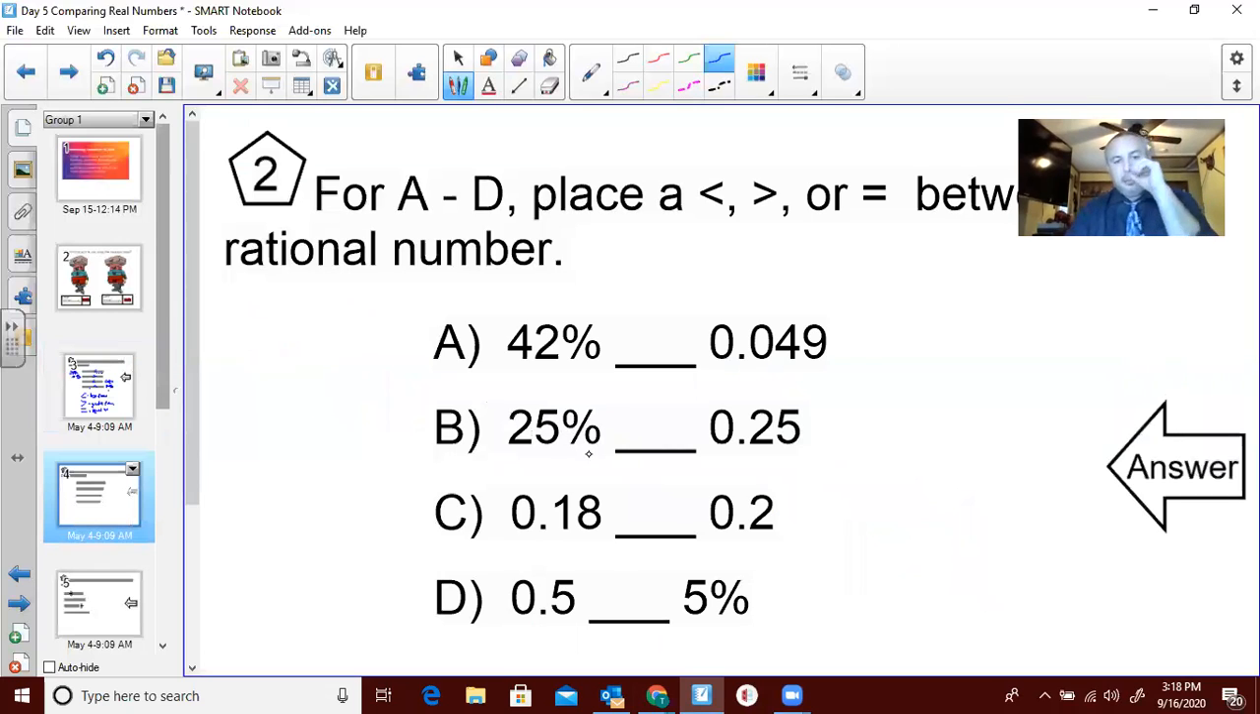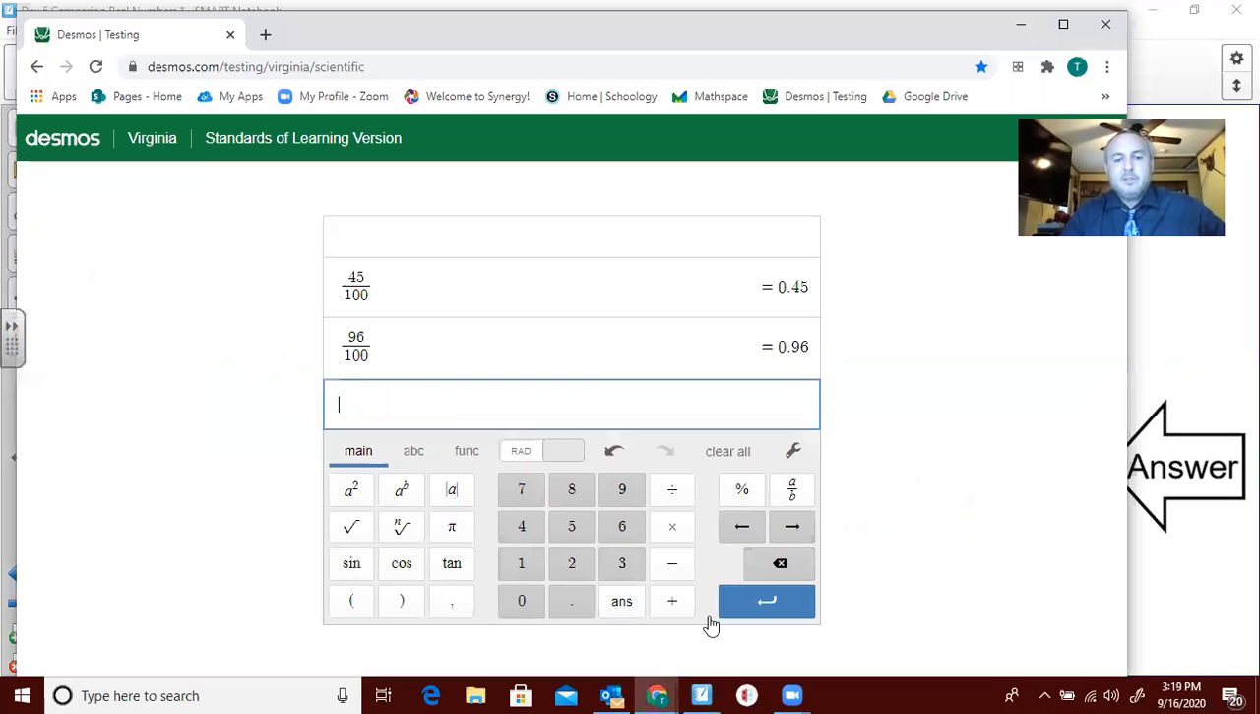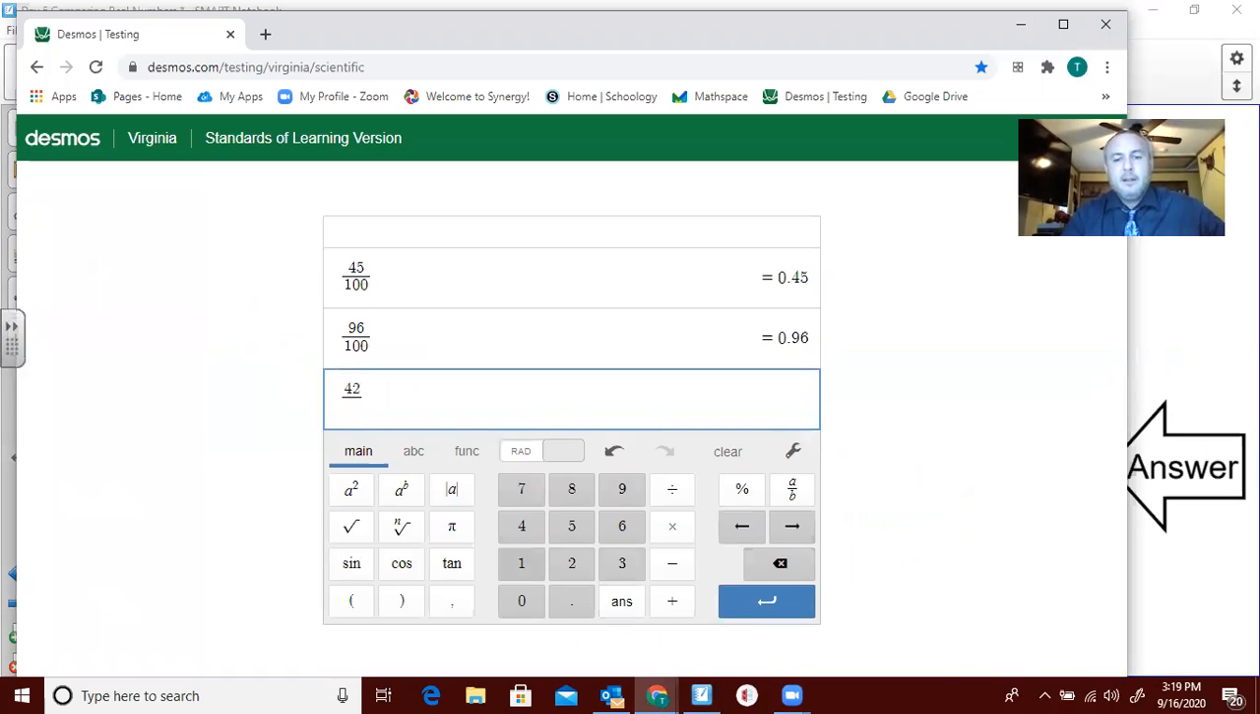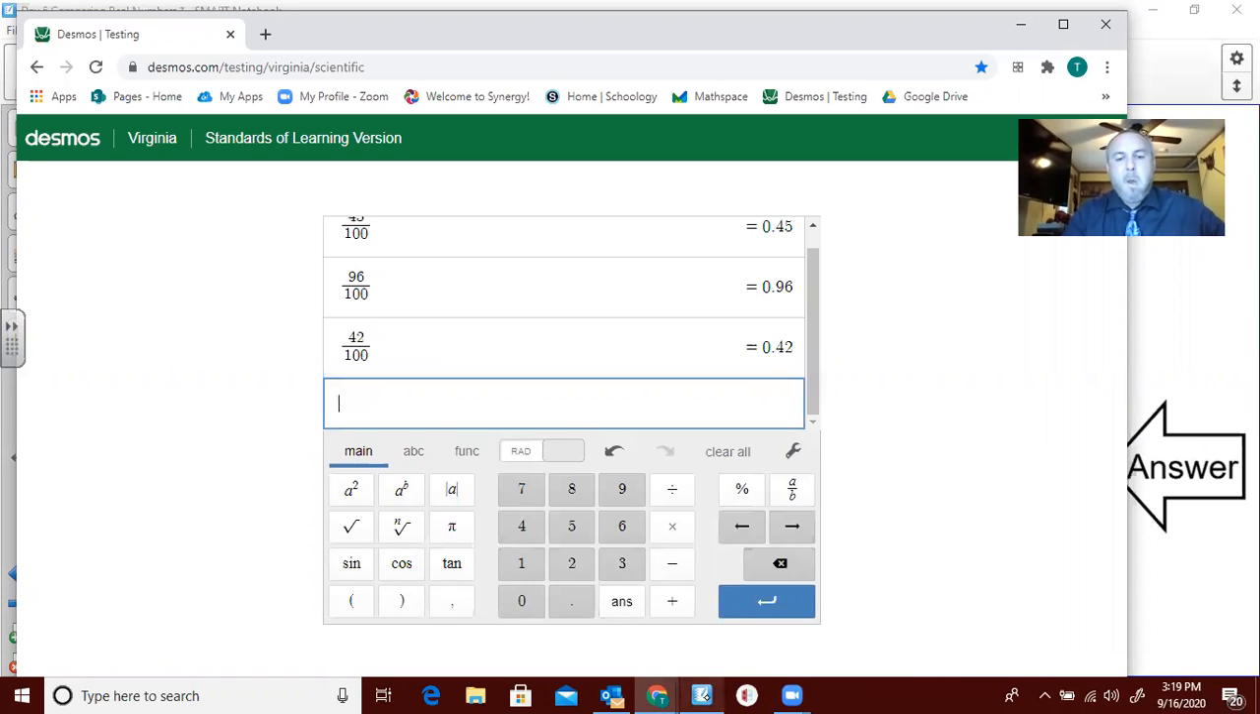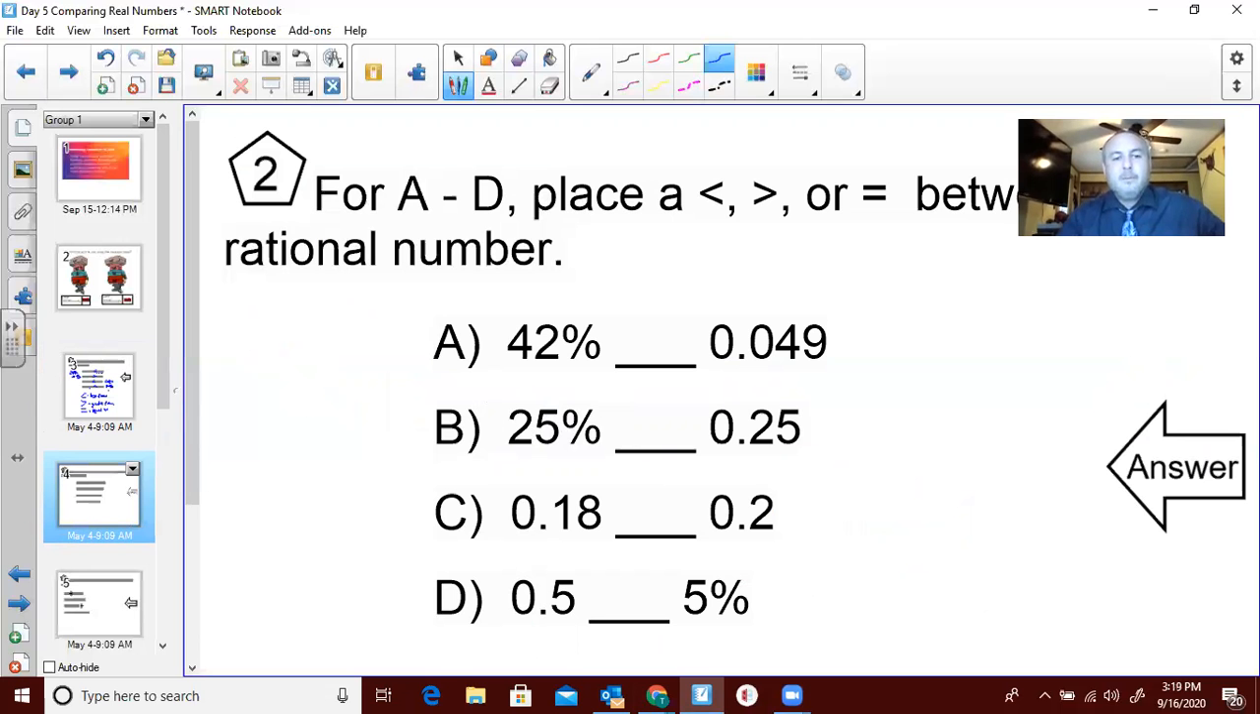So these are pretty much the exact same as the other ones. They're just percents and decimals. So I'm going to do 2 of these, and we'll move on, that way the video is not super long. So we have 42%. Again, Desmos, 42% divided by 100. And that is going to equal 0.42. So I have 0.42. So let me write it over here a little bit. I have 0.42. And then over here, I have 0.049.